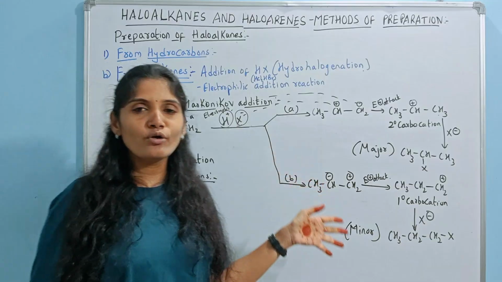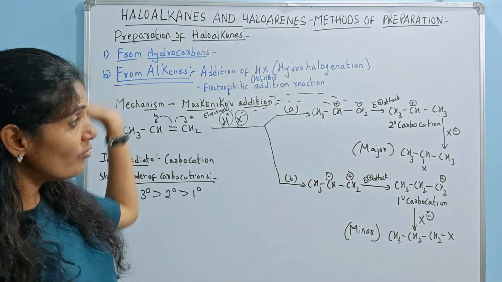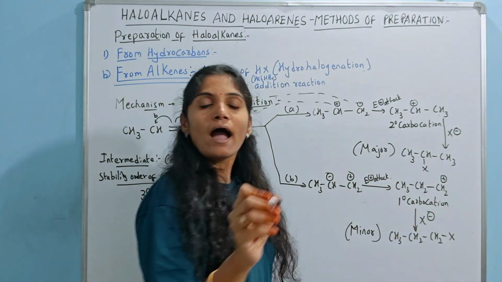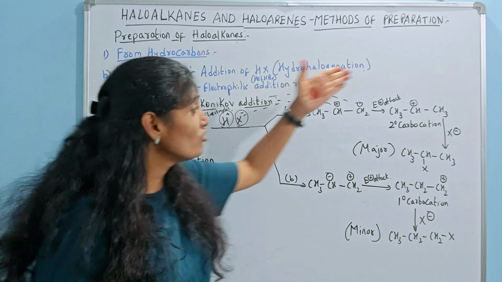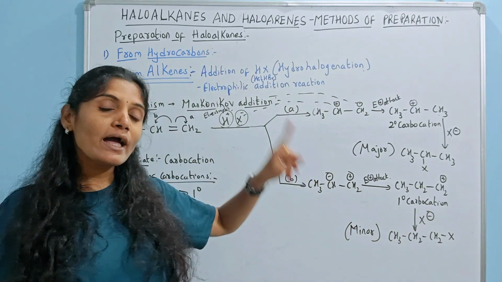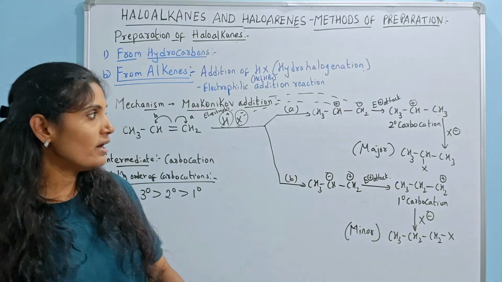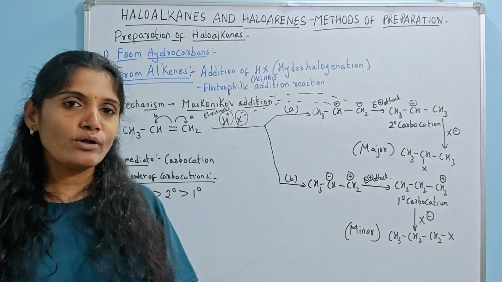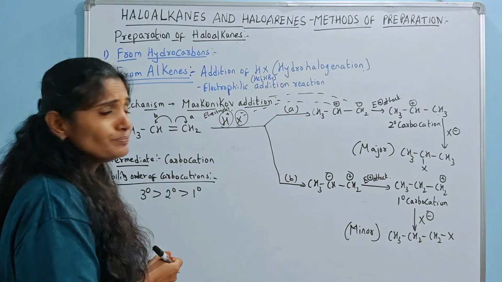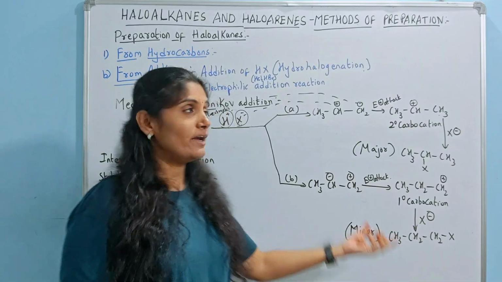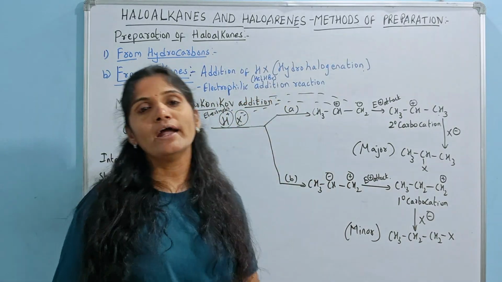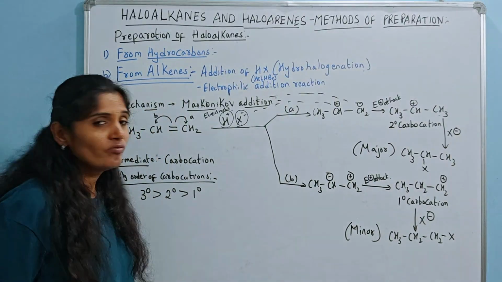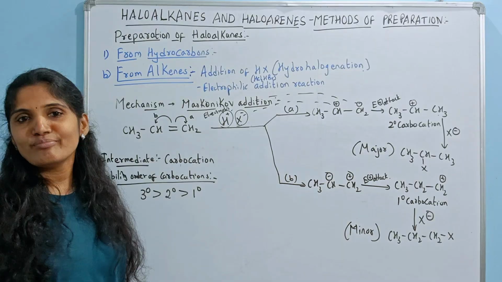After he found out the mechanism, he gave the rule that the negative part of the reagent will attack the carbon having fewer hydrogen atoms, because it is proven by the mechanism. The mechanism goes through a carbocation intermediate, and the more stable carbocation will give you the more stable product. This is how Markovnikov gave the Markovnikov rule for the formation of haloalkanes from alkenes by hydrohalogenation. It is very important for you to understand this mechanism.